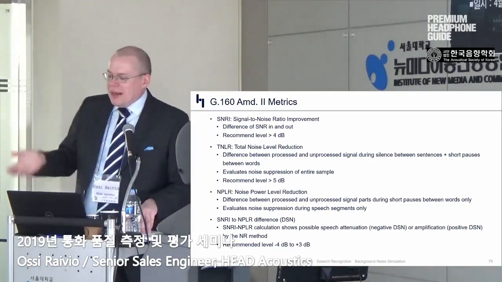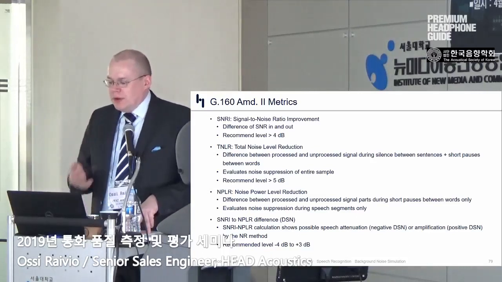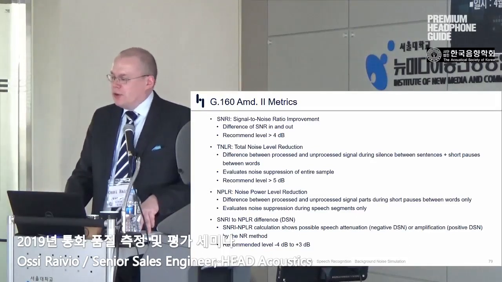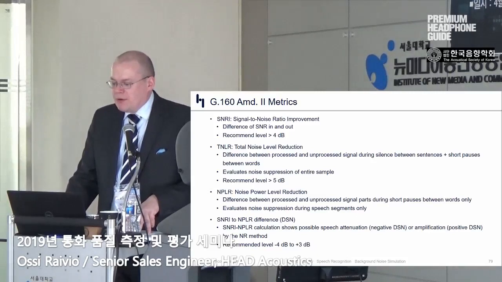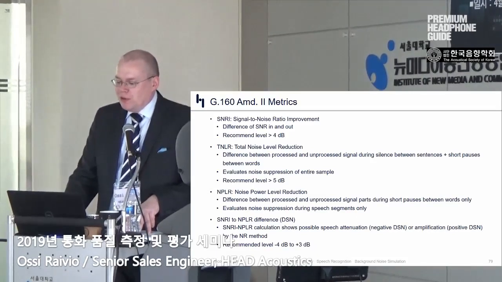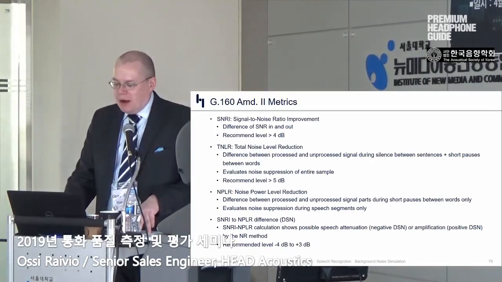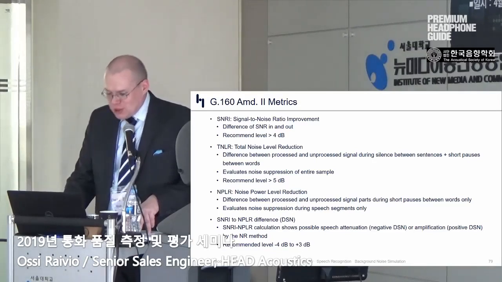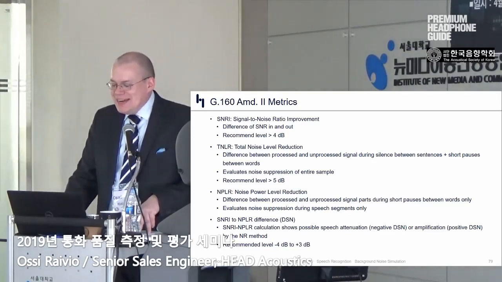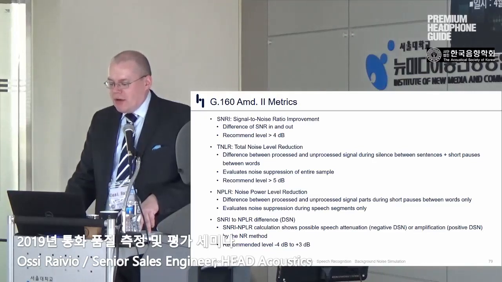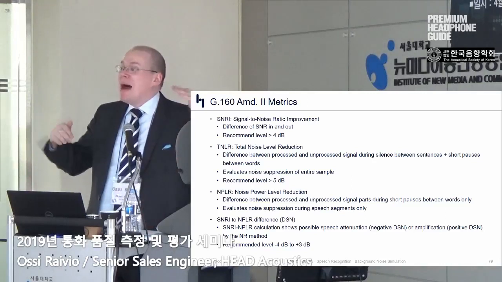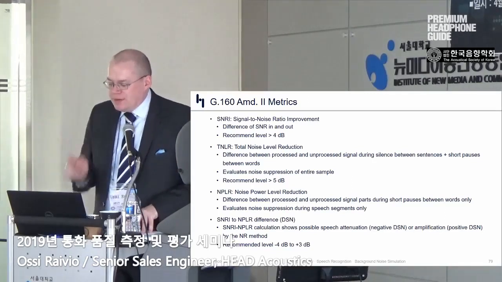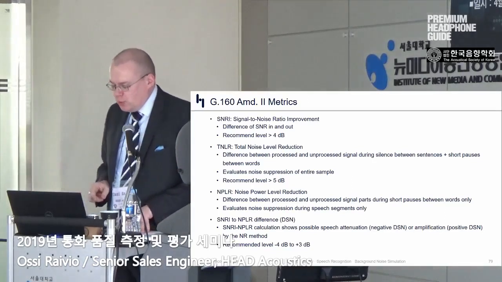So like I said, when you calculate the SNRI according to G160, you have the main parameter SNRI, and then you have the three sub-parameters: TNLR, total noise level reduction, NPLR, noise power level reduction, and then you have finally the DSN, which is just SNRI minus NPLR, which makes it easier to look at the balance in your noise canceller, because the DSN should be close to zero.